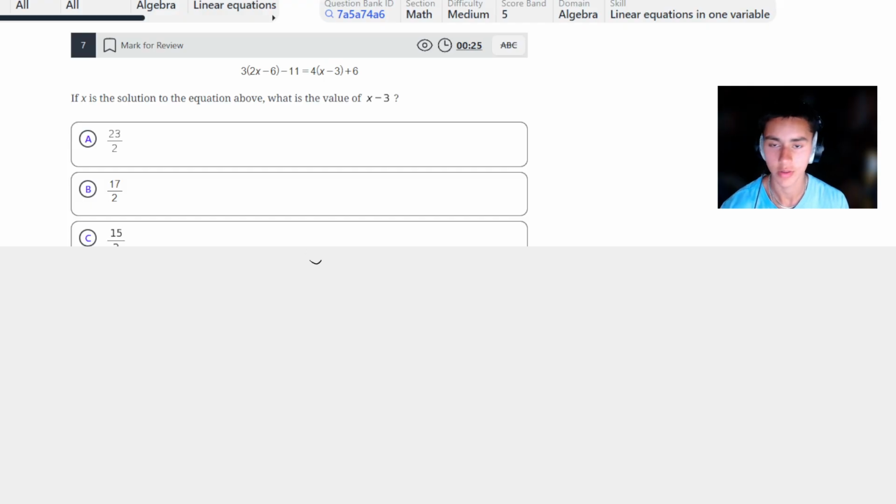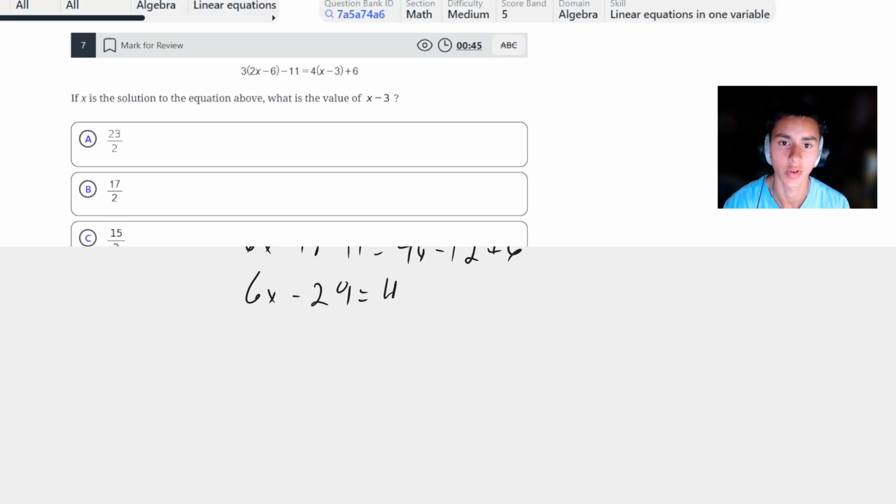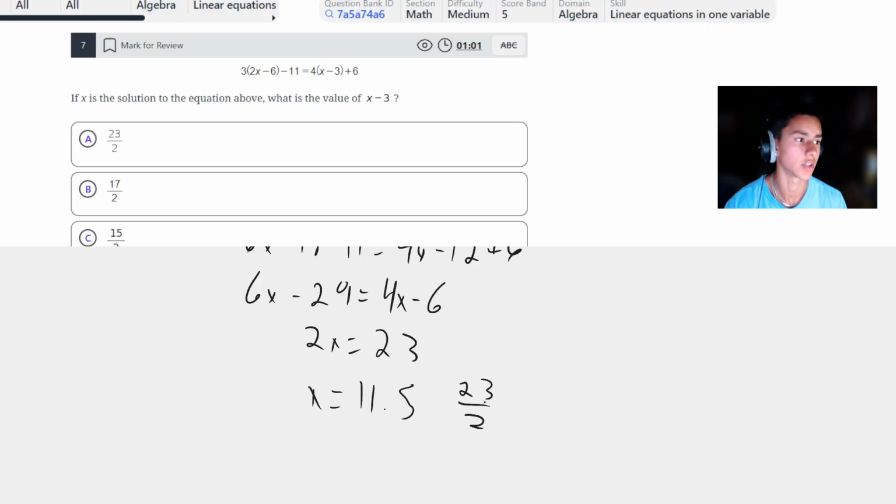So the hard way first, I would call this the hard way, is where you just solve for x. So distribute: 6x minus 18 minus 11 equals 4x minus 12 plus 6. Now we simplify: 6x minus 29 equals 4x minus 6. Both sides minus 4x: 2x equals 23. x equals 11.5 or 23 over 2. Now that's one way to do it. And then you subtract 3 because we're looking for x minus 3.